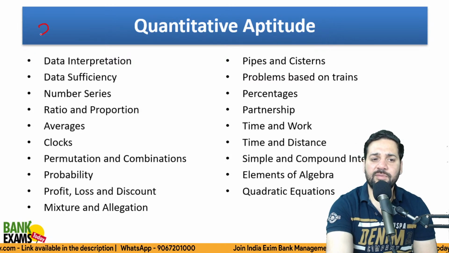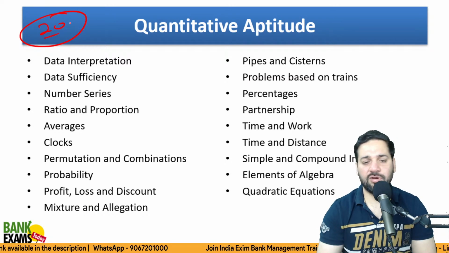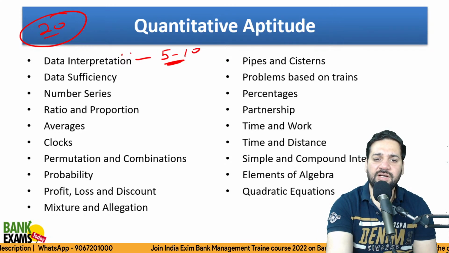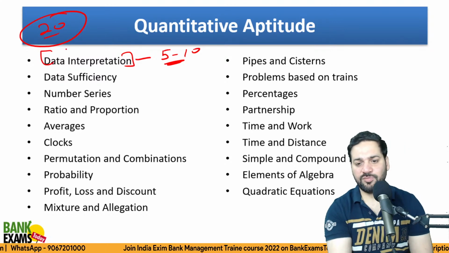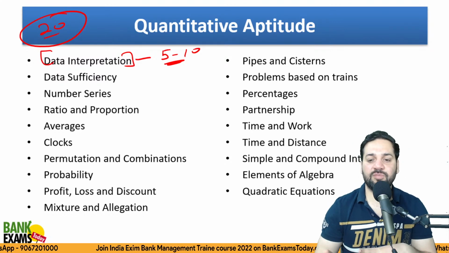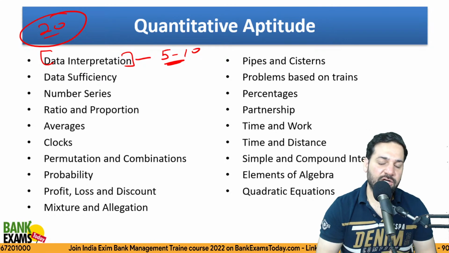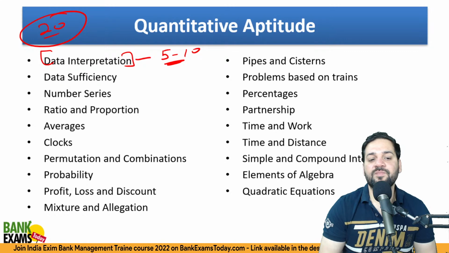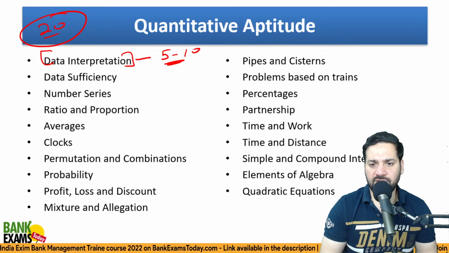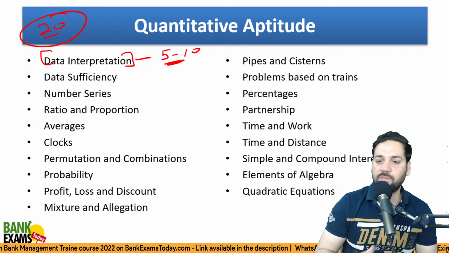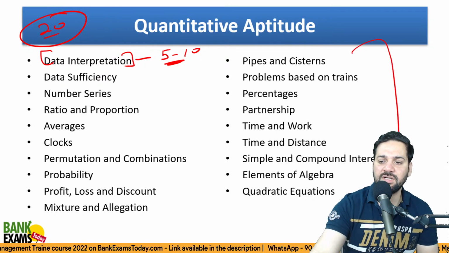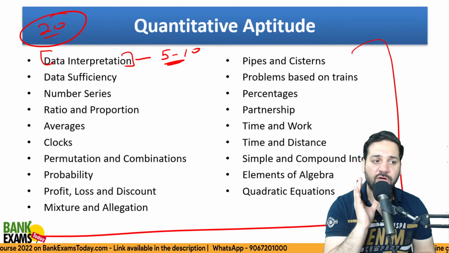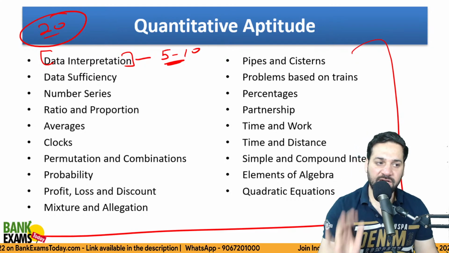There are 20 questions only from this particular section. Directly 5 to 10 marks from data interpretation, and the rest of the questions from miscellaneous topics like time and work, time, speed and distance, profit and loss, simple and compound interest, ratio and proportion, mixtures and alligations, pipes and cisterns, problems based on trains. From all these topics, there can be 8 to 10 questions, but the major chunk of the exam would be from data interpretation.